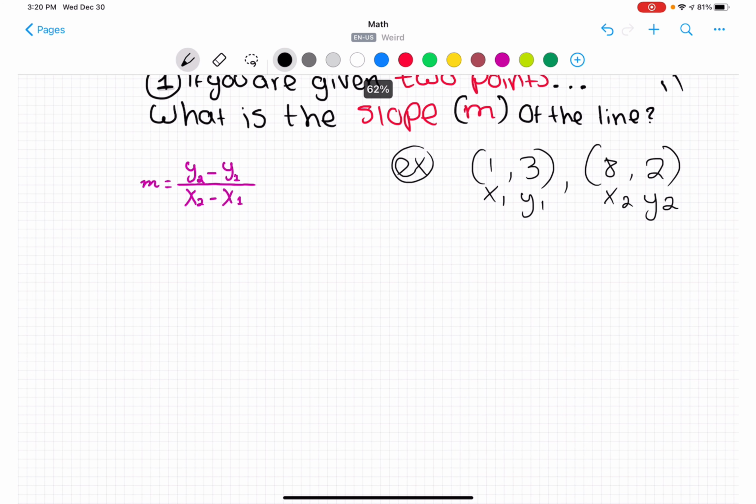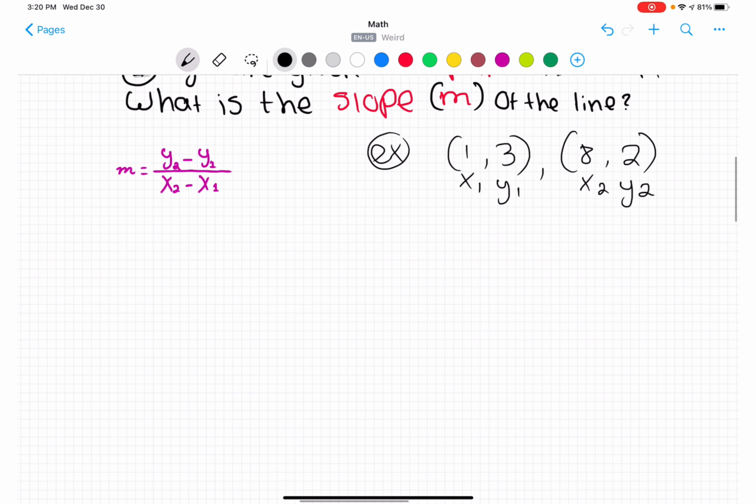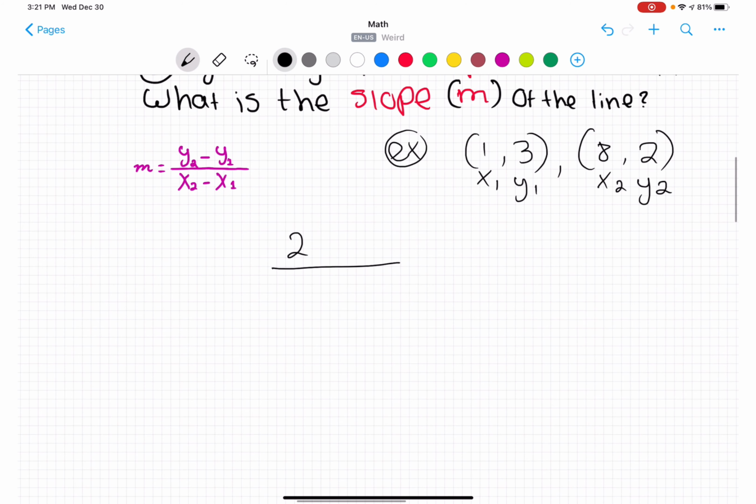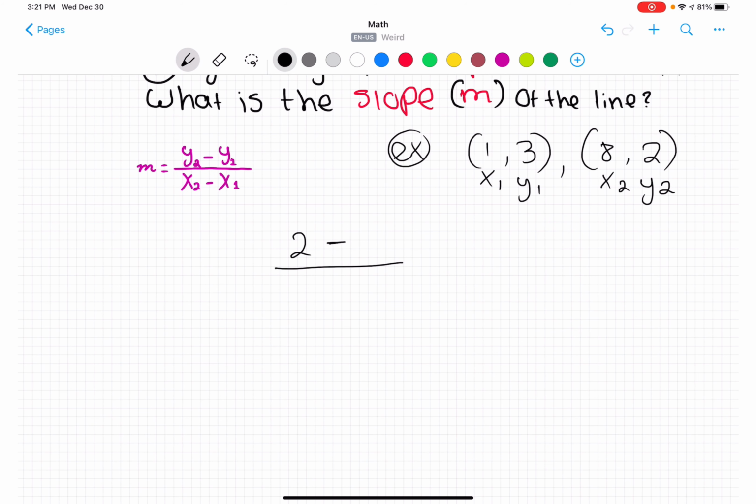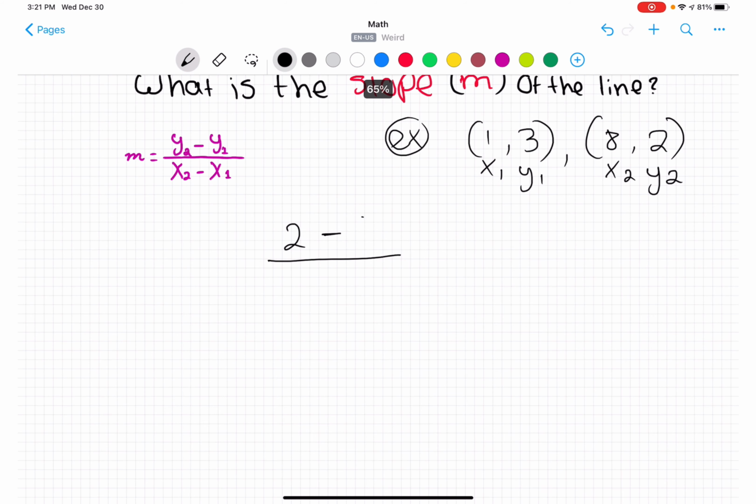So here we're going to put these values into the formula. We're just going to draw a line right here, and I'm going to start with my y's. So this is my y2. I know it's a 2, so I'm going to put 2, and then there's a minus, that's part of the formula. So y2 is 2 minus the y1, which is 3. Then my x's: my x2 is 8 minus my x1, which is 1.